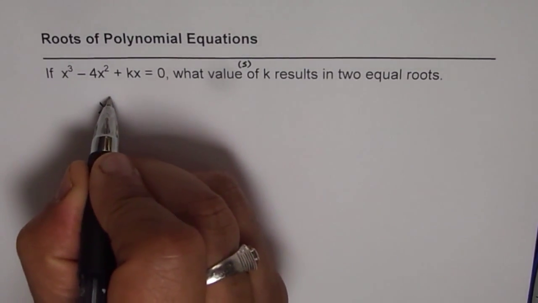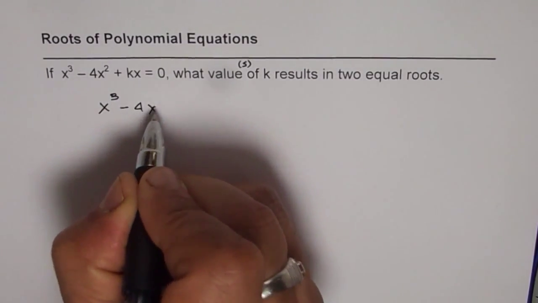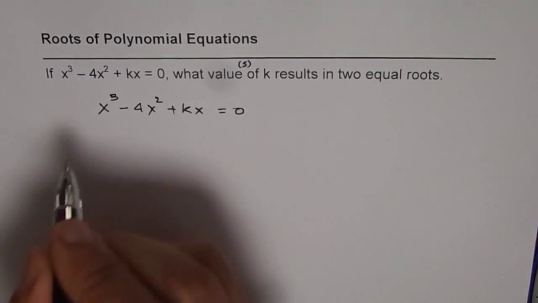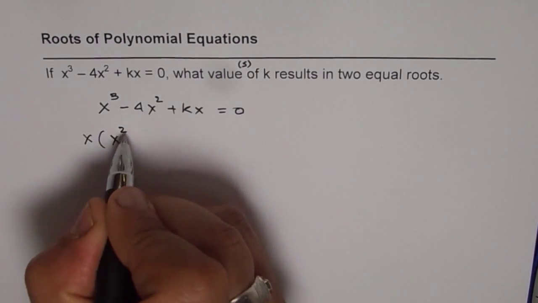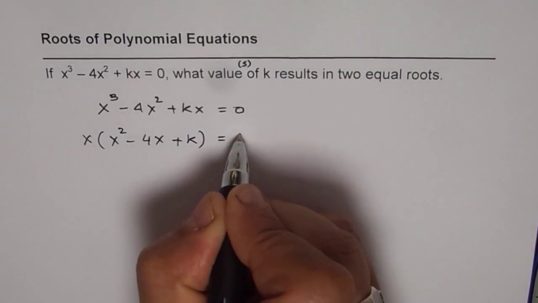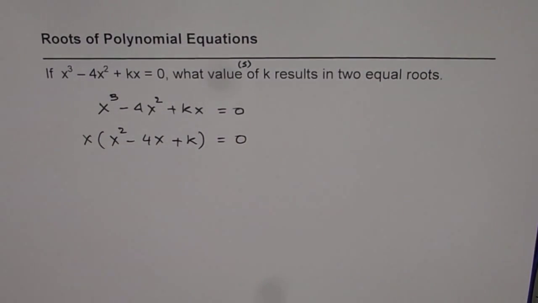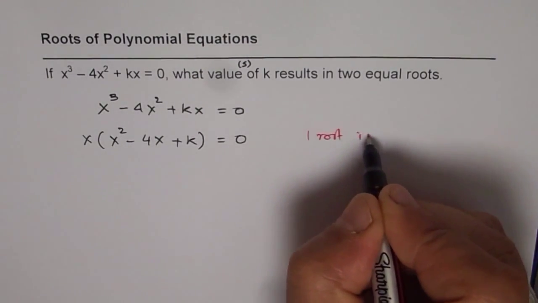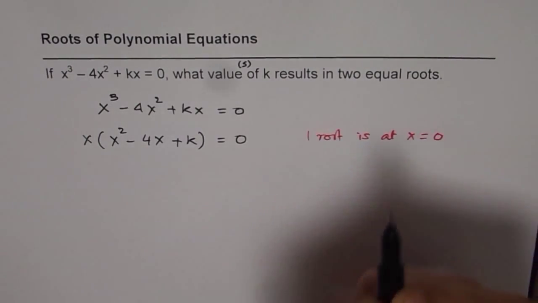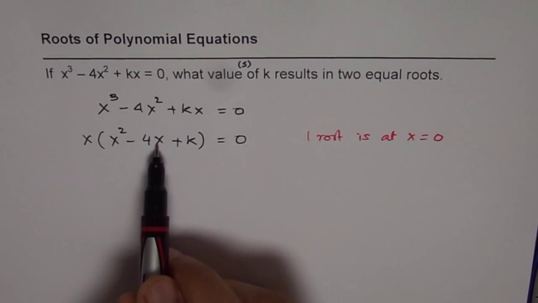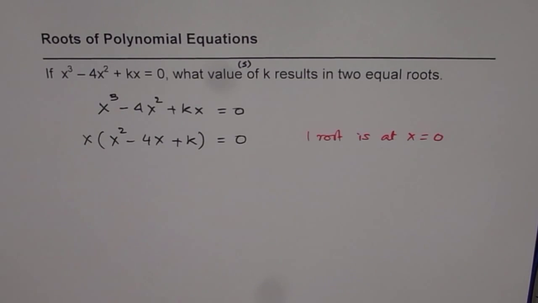So we have this polynomial, x cubed minus 4x squared plus kx equals 0. We can factor x. If I factor x, we get x squared minus 4x plus k equals 0. So from here, we know one root is at x equals 0. But we need two same roots. How about if I write k as 0? I get another root at 0. Do you see that? Yes, that is possible. So we found one solution.